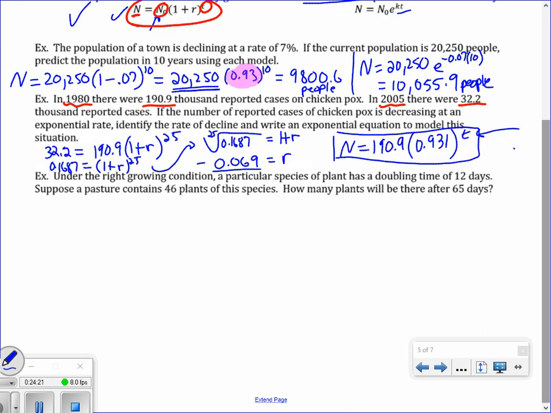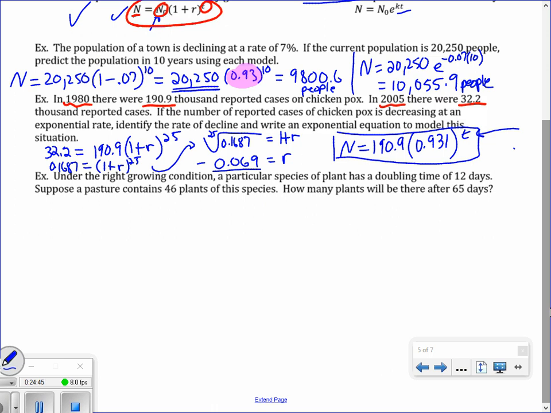Under the right growing condition, a particular species of plant has a doubling time of 12 days. If you've ever heard in science, they say this bacteria has a half-life of 2 hours, so half of it's gone in 2 hours and so forth. This is kind of like that. It's a doubling time of 12 days. So suppose a pasture has 46 plants of this species. How many plants would there be after 65 days?